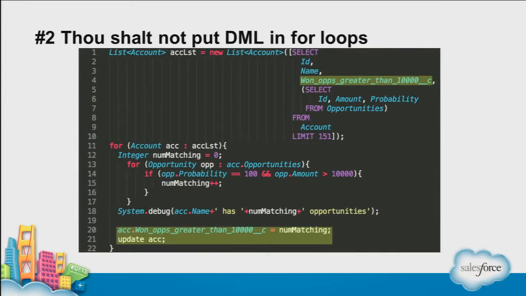And I've just changed this code. On line 4, you can see I've added a field on the account called oneOps greater than 10,000. And then inside the for loop, I'm setting the number of matching records that it's found, looping over those opportunities, to that field on the account. And then I'm updating the account in there. Now, if I execute this, it's going to do the same thing. It's going to loop over the accounts. And when it's tried to update 150 accounts, if I try and push in any more, it's just going to go, you've hit the DML limit.